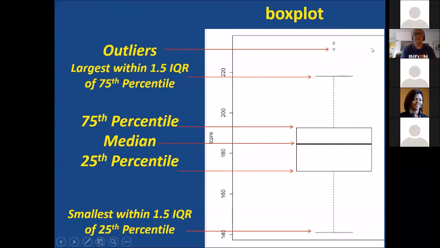So this is an attempt to give you a summary of your data and say, hey, this is what your data look like. Median, interquartile range, the range within which you expect most of the points to fall into, and any points that don't fall into that range.